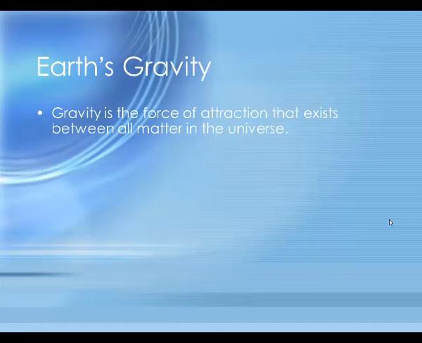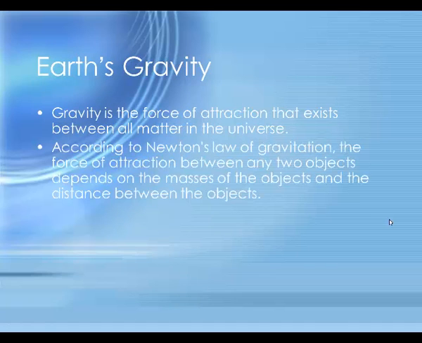Earth's gravity. Gravity is the force of attraction that exists between all matter in the universe. According to Newton's law of gravitation, the force of attraction between any two objects depends on the masses of those objects and also the distance between them. So if we have two bodies in our solar system that are fairly large and in close proximity, they are going to have a greater gravitational pull on one another. The same thing works with regard to objects on our planet. A truck sitting in the parking lot has a gravitational pull that is greater than what you do, because the mass of that object is greater.